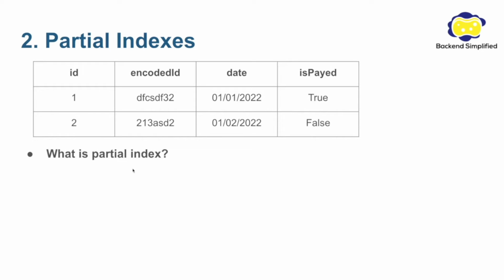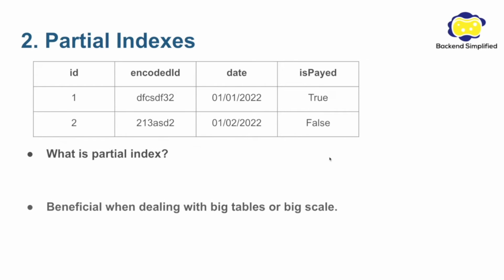You can create something called a partial index. What does it mean? A partial index is an index that will apply only if a condition is met. In our example, the condition is that isPaid needs to be true. Partial indexes are very beneficial when you deal with big tables or big scale, and you don't want to add the overhead for every update or every insert you do in your table.